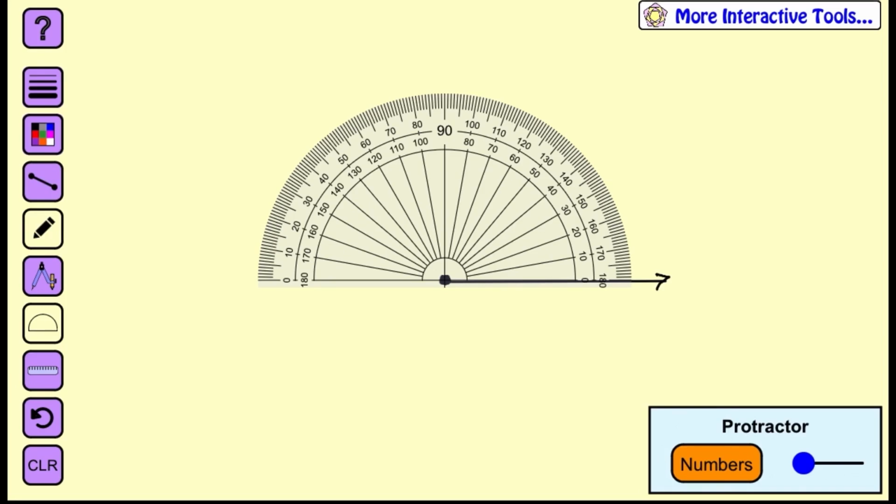Now, how can I construct a 135-degree angle? In our previous video, we dealt with acute angles, which fell on this half of the protractor. With obtuse angles, they're going to fall on this half of the protractor. So how can we locate 135 degrees? Well, if you closely pay attention, you'll notice that it's between 130 and 140. So somewhere right over here.